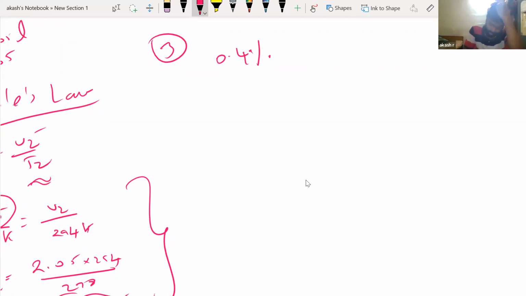Okay, so literally no numbers are given to you, only percentages, how much is increasing. Think about it. So here obviously you have to use Gay-Lussac's law, because it's about temperature and pressure.